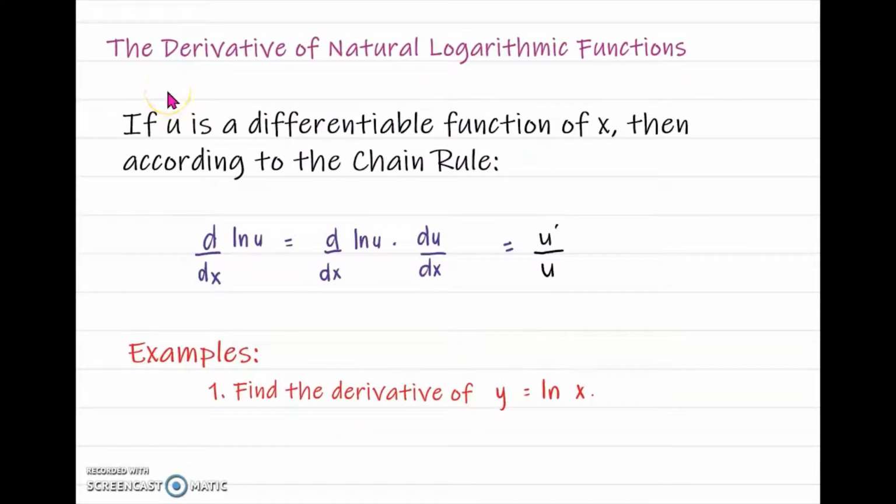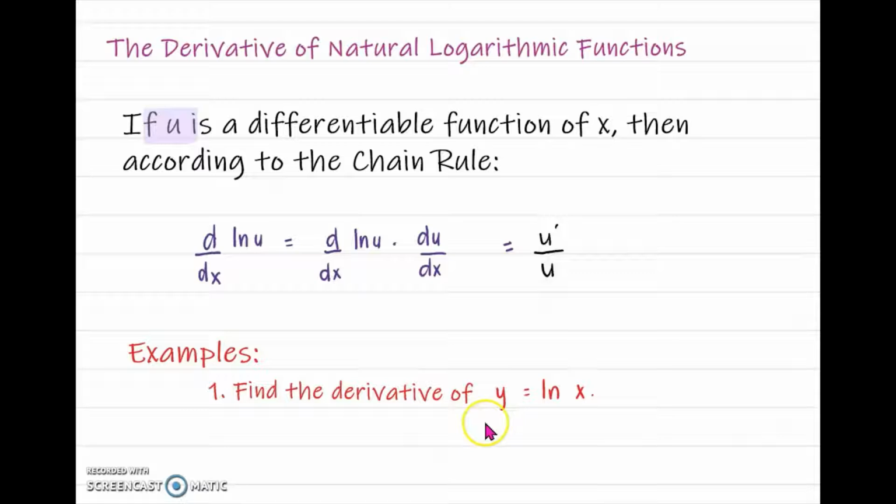So how to find the derivative of natural logarithmic functions? If u is a differentiable function of x, then according to the chain rule, the derivative of ln u with respect to x is equal to the derivative of ln u with respect to u times the derivative of u with respect to x, or simply u prime over u.